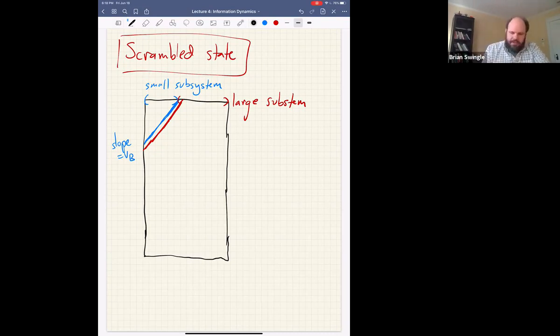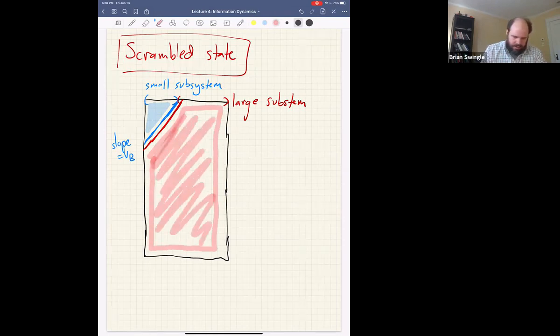Now, by analogy with AdS/CFT and entanglement wedge reconstruction, which I believe you've learned about now, you might think that, roughly speaking, this region of the circuit is something that the small subsystem knows about, whereas this region of the circuit is the part of the circuit that the large subsystem knows about. Right?